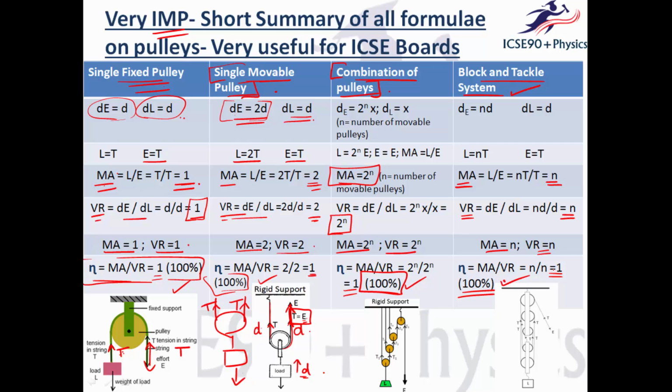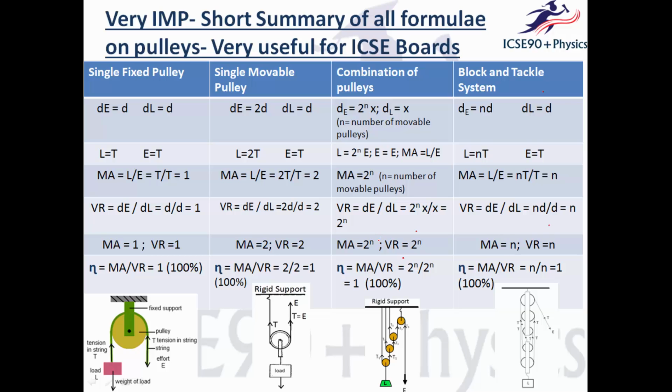You only need to remember separately the values for mechanical advantage and velocity ratio for each such arrangement of pulleys. Just remember that n over here, the only difference being in the case of a combination of pulleys, this n represents the number of movable pulleys, unlike the letter n represented over here for a block and tackle system, wherein n represents the total number of pulleys, right? So this is a small difference between the two.